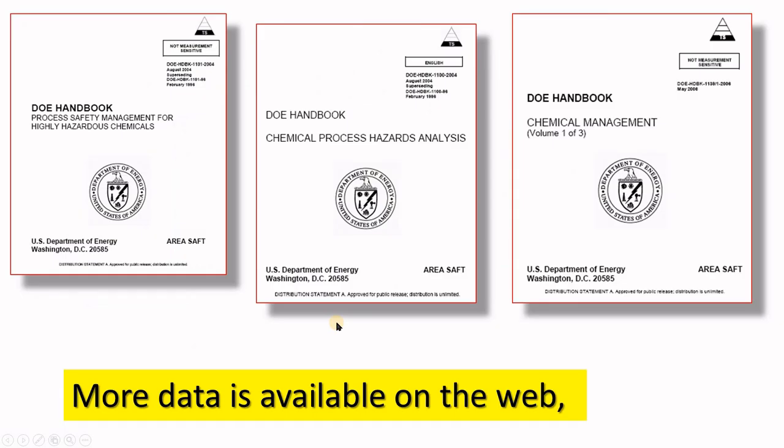Finally, there is more data on the web. So please do your homework. And here are some handbooks. You can see it in the US Department of Energy. They have listed more resources. And also you will find more and more on the web. Please, because it's very important to know why we need to learn about HAZOP and to make sure that the HAZOP is done properly. In the next video, we will have one very important thing, which is what could go wrong with HAZOP.